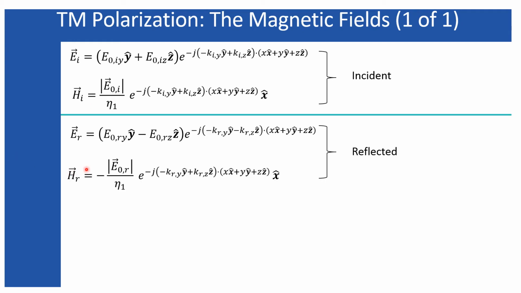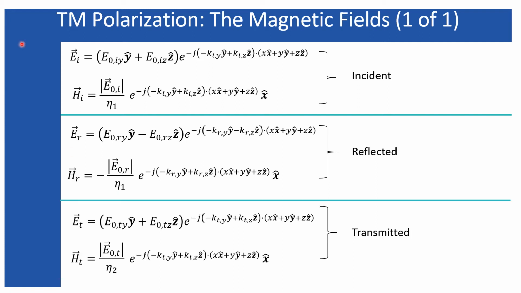The next one is the reflected wave. The orientation of the electric field I have already discussed in my previous slides, and the magnetic field is directed along the negative x direction, so that is why the negative sign appears. This is the same concept that I applied for the normal incidence. The similar concept will be applicable here also, and the transmitted wave.